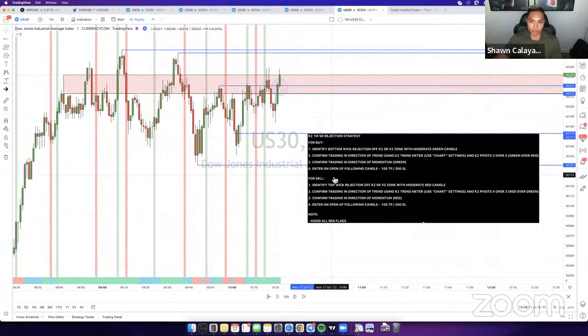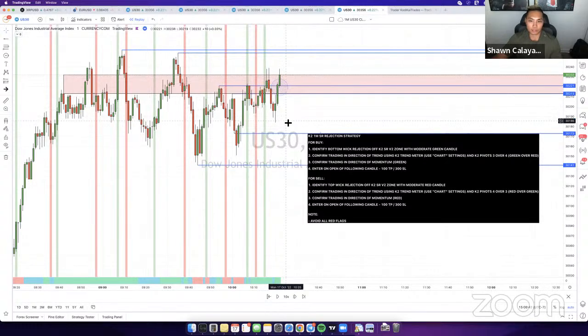You look over here to the requirements: identify bottom wick rejection of K2SR V2 zone with a moderate green candle. This right here is moderate because if you measure the wick on top, the wick on top is about 60 pips. The body of the candle is bigger than that. It's almost double. It's 110 pips. So with that said, you're going to go ahead and look at the other requirements. You identify the bottom wick rejection right there off the structure. You confirm you're trading in the direction of trend using the K2 trend meter. Down here it's green, so you're obviously looking for buys.